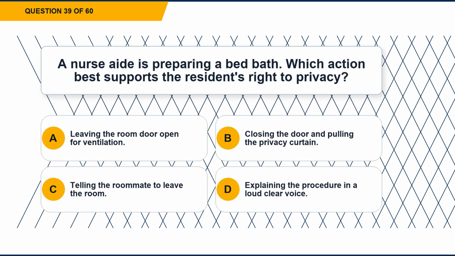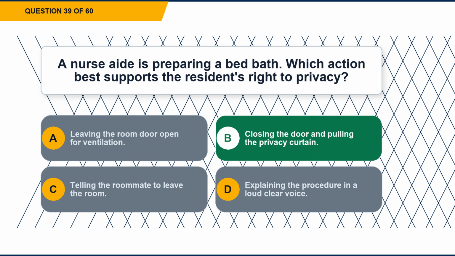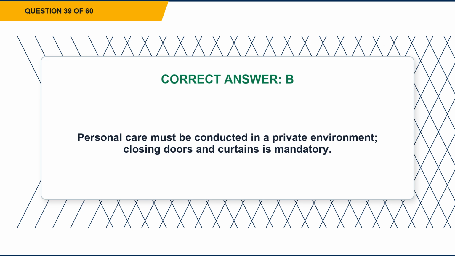Question 39. A nurse aide is preparing a bed bath. Which action best supports the resident's right to privacy? Option A, leaving the room door open for ventilation. Option B, closing the door and pulling the privacy curtain. Option C, telling the roommate to leave the room. Option D, explaining the procedure in a loud, clear voice. The correct answer is option B, closing the door and pulling the privacy curtain. Explanation: personal care must be conducted in a private environment. Closing doors and curtains is mandatory.